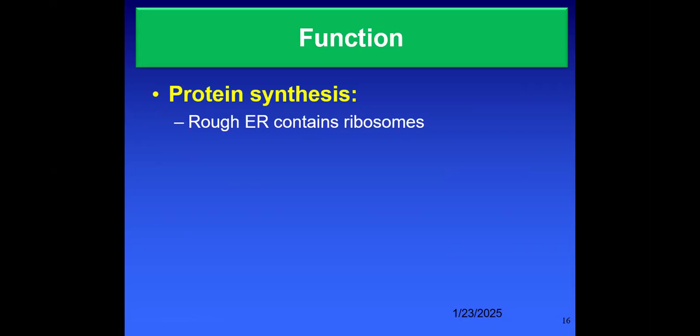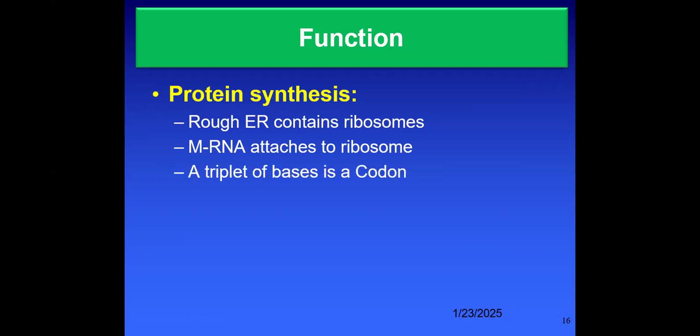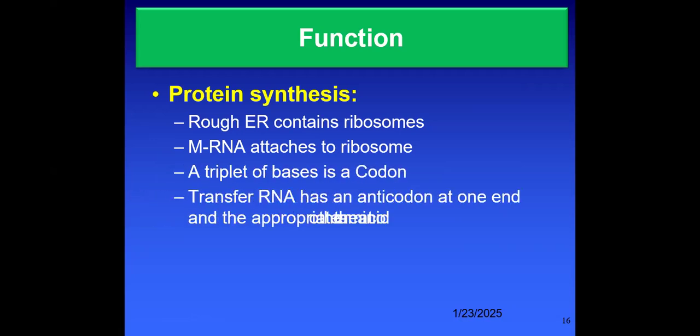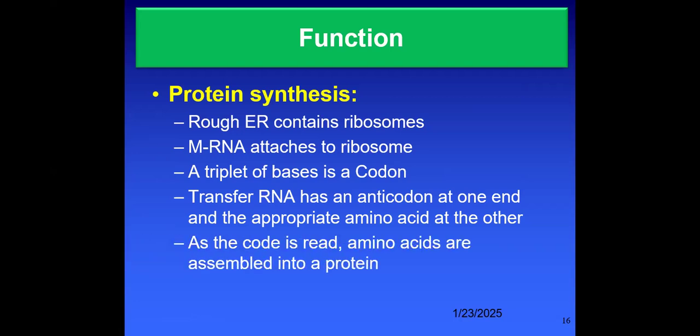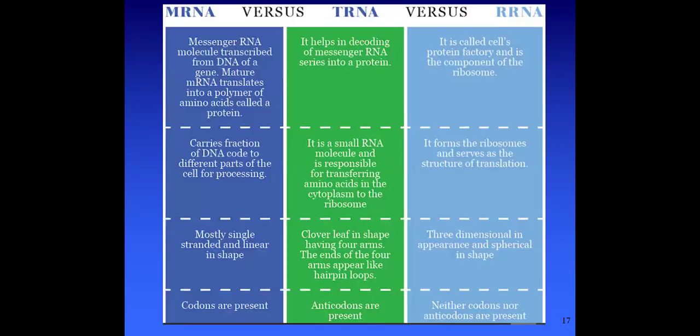Protein synthesis: the rough endoplasmic reticulum contains ribosomes and messenger RNA attaches to the ribosome. A triplet of bases is a codon. This is usually the complete process which occurs during protein synthesis. A transfer RNA has an anticodon at one end and the appropriate amino acid at the other. As the code is read, amino acids are assembled into a protein. This is actually the difference between the messenger RNA, the transfer RNA, and the rRNA, the ribosomal RNA.